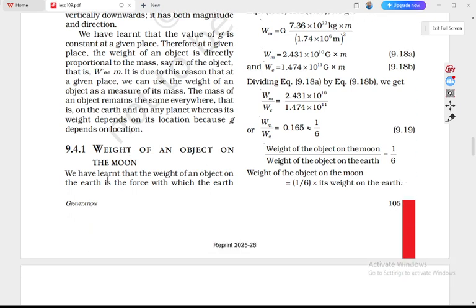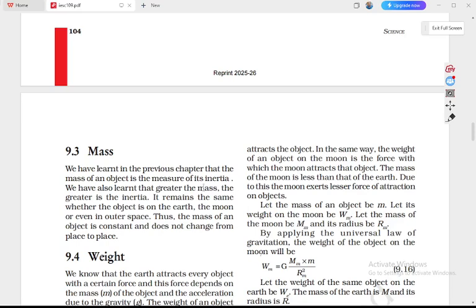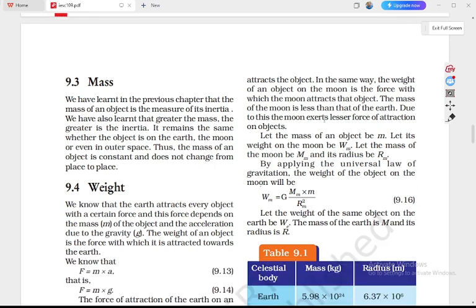Weight of an object on the moon. What is the weight of an object on the moon? We have learned that the weight of an object on the earth is the force with which the earth attracts the object. In the same way, the weight of an object on the moon is the force with which the moon attracts that object. The mass of the moon is less than that of the earth. Due to this, the moon exerts a lesser force of attraction on objects.